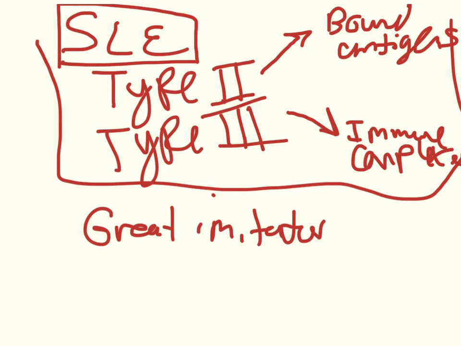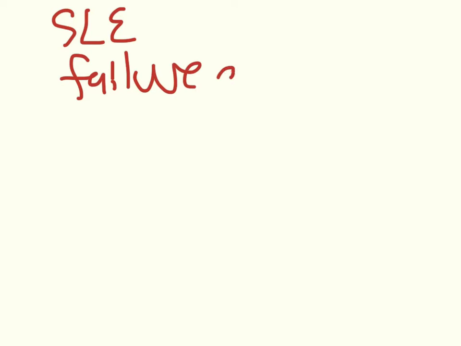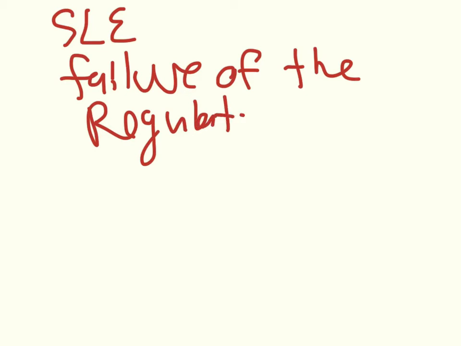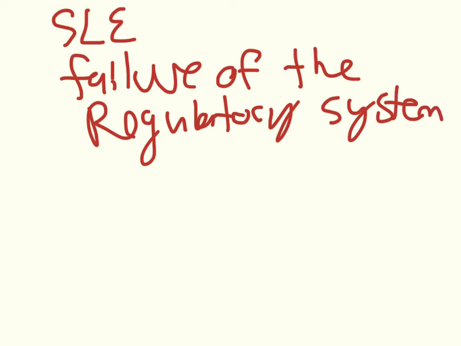And the reason lupus can be the great imitator is because it is a failure of the immune regulatory system. What is SLE? It is a failure of the regulatory system. This is only one of 20 competing theories, but it's the top theory right now. And because the regulatory system fails, you can basically become hypersensitive to any damn thing.